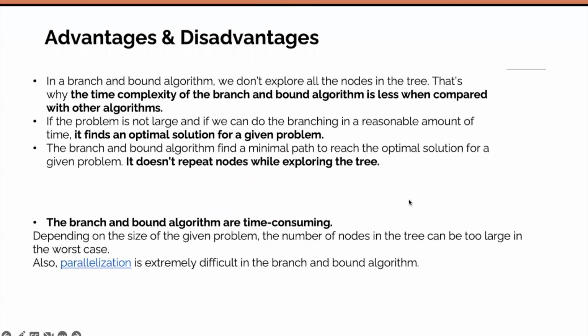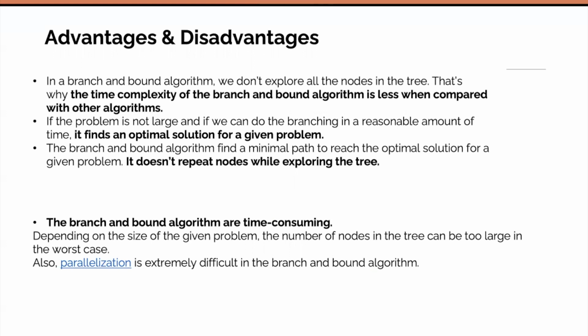So what are the advantages and disadvantages of the branch and bound algorithm? In branch and bound, we don't explore all the nodes of the tree. That's why the time complexity of the branch and bound algorithm is less when compared with other algorithms. If the problem is not large, we can do branching, and in a reasonable amount of time it finds the optimal solution for a given problem. The branch and bound algorithm finds a minimum path to reach the optimal solution. It doesn't repeat nodes while exploring the tree.